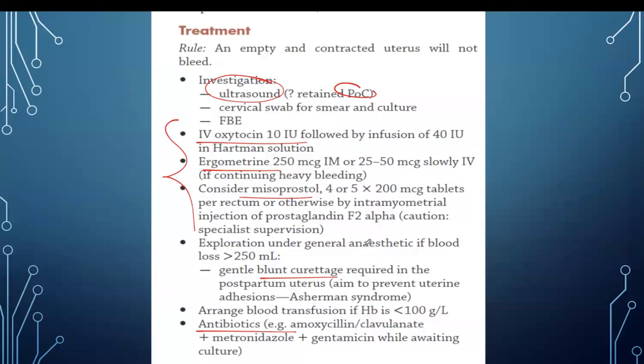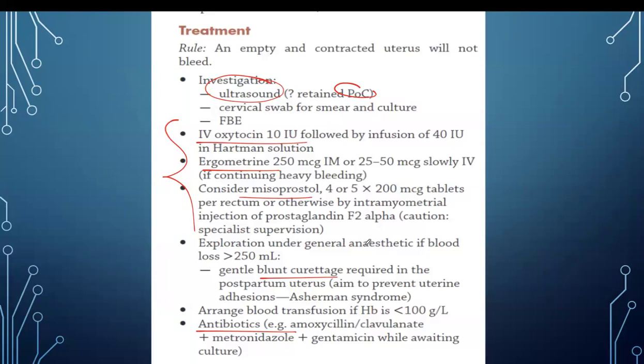Again, for secondary postpartum hemorrhage, first of all, you do an ultrasound to rule out retained product of conception. Then, if the patient has persistent bleeding, start oxytocin, ergometrine, misoprostol, one by one. If you find something inside the uterus, like a retained product of placenta, then gentle blunt curettage under general anesthesia should be done. And if there is any sign of endometritis, what are the signs of endometritis?